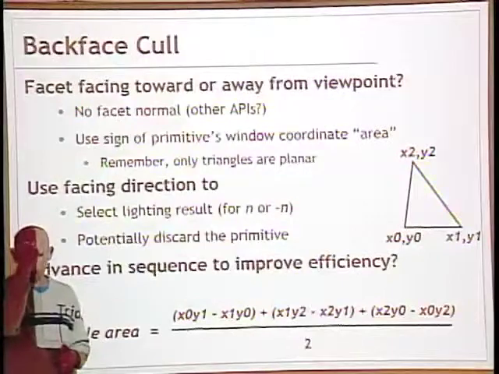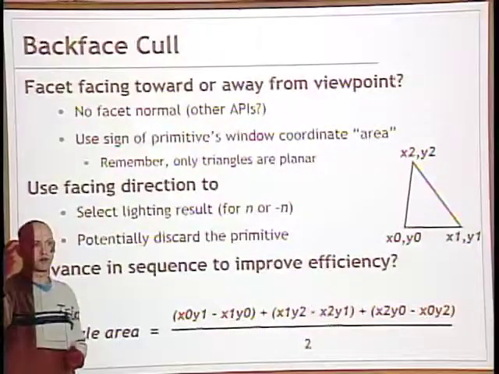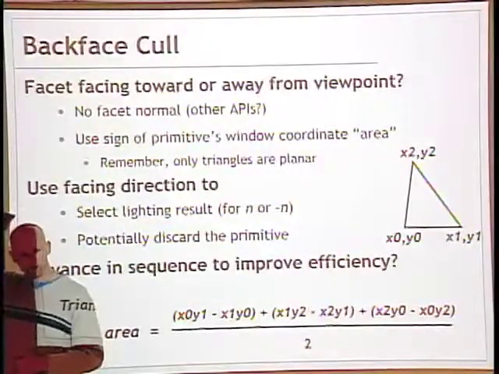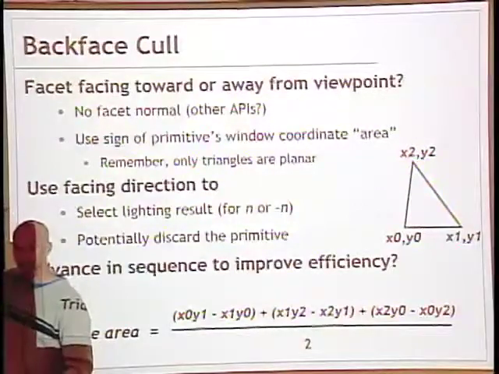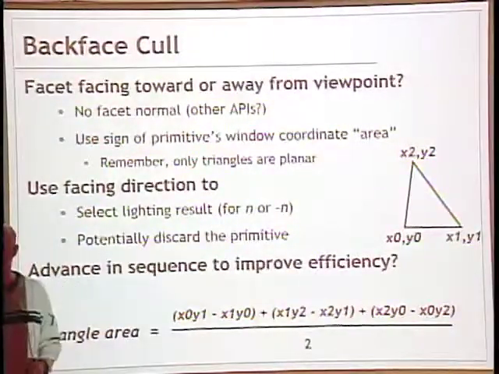So then we can take the area of the counterclockwise one and take the area of the clockwise one. This is going to be a positive area. This is going to be a negative area. And we can throw away the ones with the negative area.